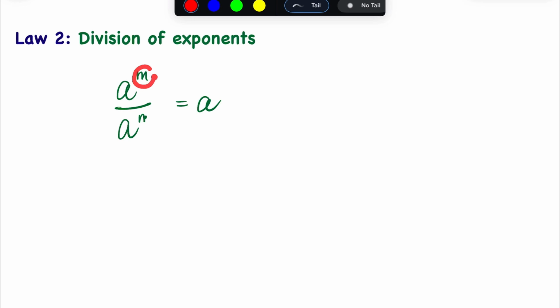We say the top power minus the bottom power. Here's a trick to remind you that it's a subtraction: you say top power minus the bottom power. So it's going to be m minus n. You leave it like that if m is bigger than n.